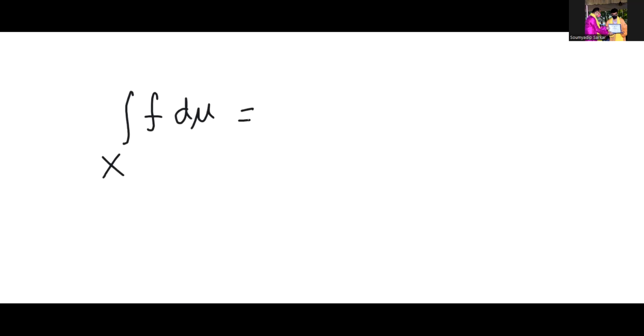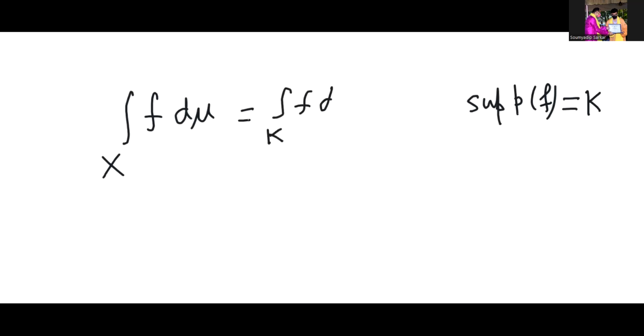It is given already that the support of f is compact, right? My support is compact. So let's say the support is some k. That means this integral reduces to just the integral over k of f d mu. Okay, so suppose I want to estimate the size of this integral. So I will take the absolute value.